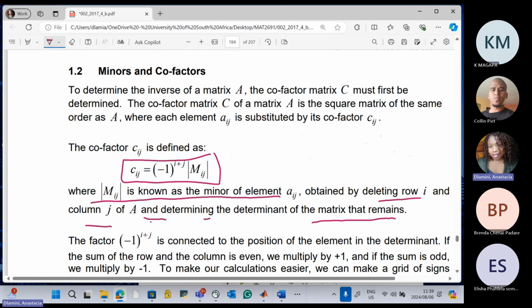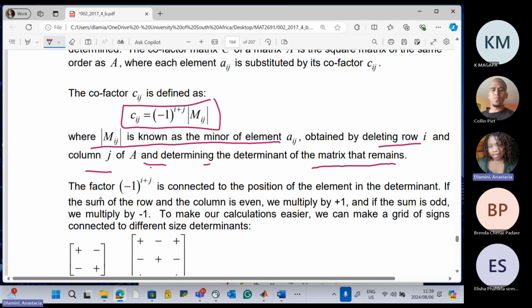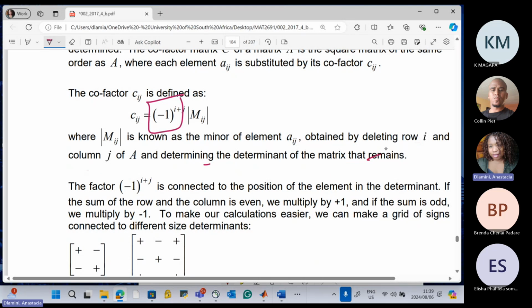Good. Now, they say that the factor, meaning this first part here, is connected to the position of the element in the determinant. If the sum of the row and column is even, you know that -1 to the power of 2 and -1 to the power of 3, even will give us a positive 1. Odd will give us what?